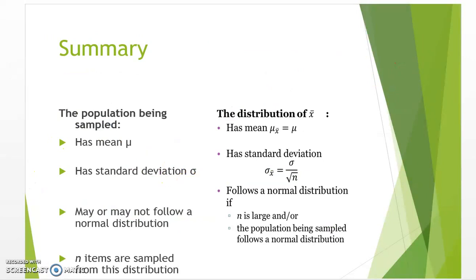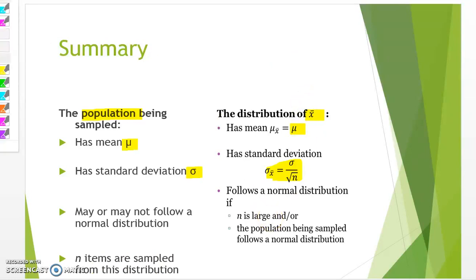So here's a summary regarding the notations and the central limit theorem. Let's look at some of the notations. The population being sampled has mean mu and standard deviation sigma. The corresponding sample mean x bar, as a random variable, has the same mean mu, but its standard deviation is sigma over root n, as we just mentioned. The original population may or may not follow a normal distribution. It depends on what population you're looking at. And we are taking n items being sampled from the distribution, getting the sample mean.